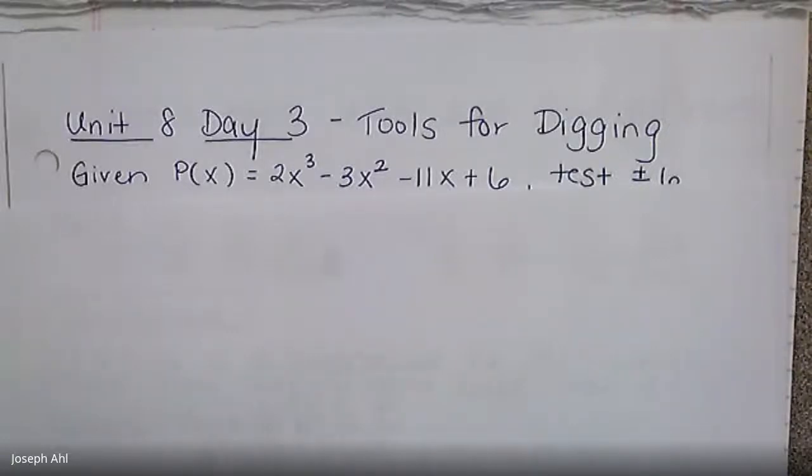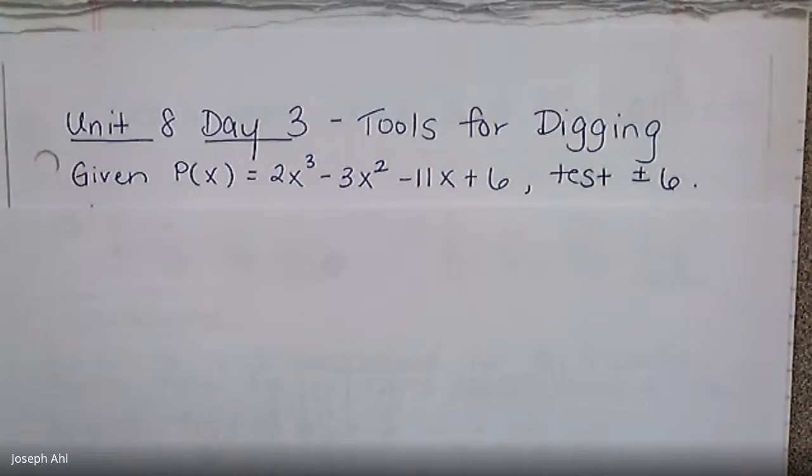Algebra 2 honors students, this is Unit 8, Day 3, which is going to be some tools for digging for the roots. We are at a point right now where, in order to find all the roots, I've given you some big hints. I've either told you a root, or said, "Hey, test this as a factor," but we're going to get to a point where I'm not going to give you those hints.